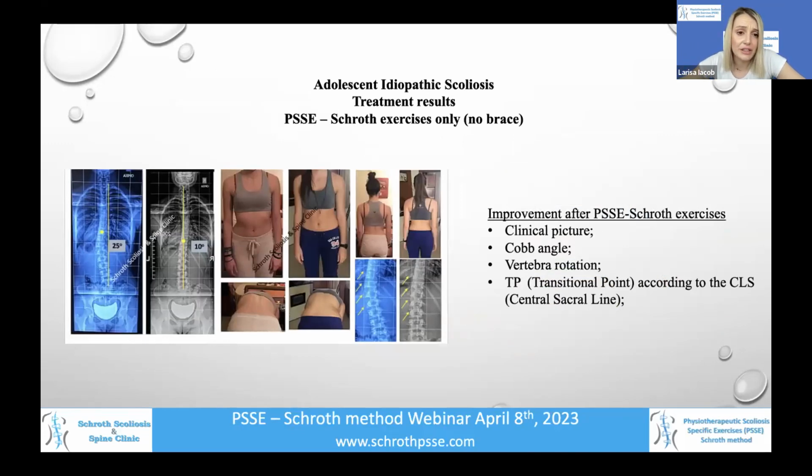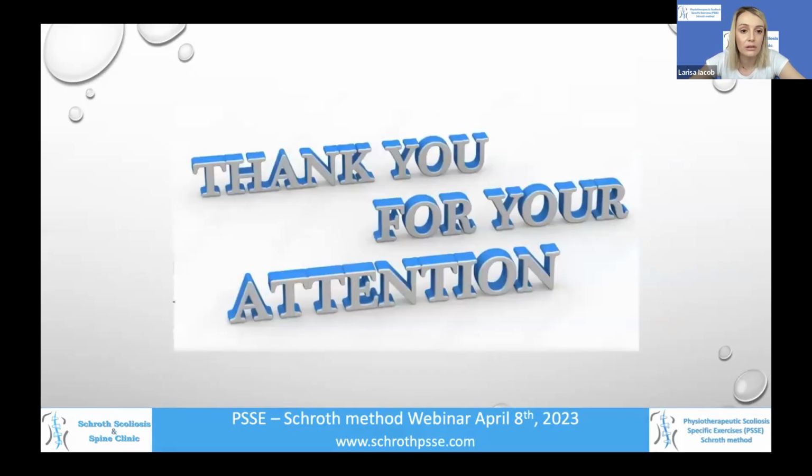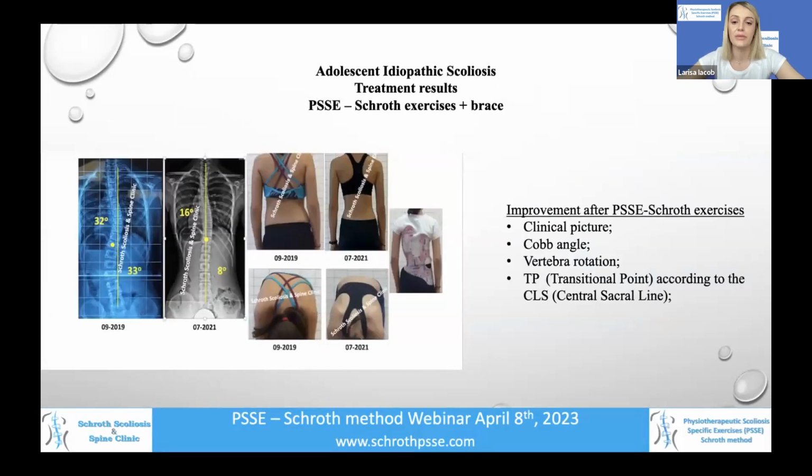At the end of the presentation, I want to share with you some results from a patient who was treated with the PSSE-Schroth technique, a unique method that was recently introduced by Nikos Karavidas. Here we have the patient. Okay. You can see in this example the correlation between the improvement in clinical picture and also in X-ray.